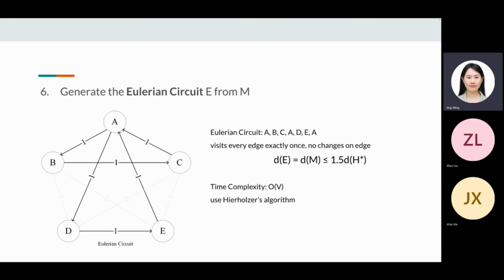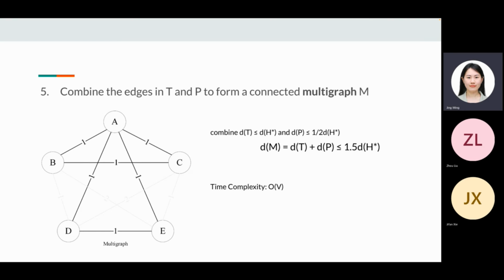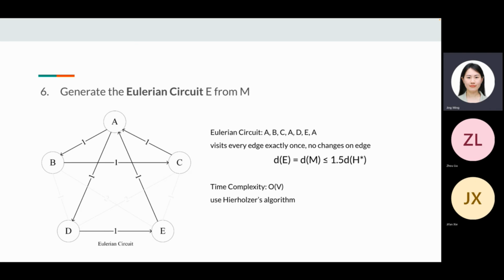And the fifth, we find the multigraph by adding the minimum weight perfect matching to the MST. Combining two inequalities, we have the multigraph, which is smaller than 1.5 times the optimal tour, and this takes linear time. And the sixth, we generate the Eulerian tour. Here the cycle is A, B, C, A, D, E, A, and this tour visits every edge exactly once, because no changes on edge, so this is also smaller than 1.5 times the optimal tour.